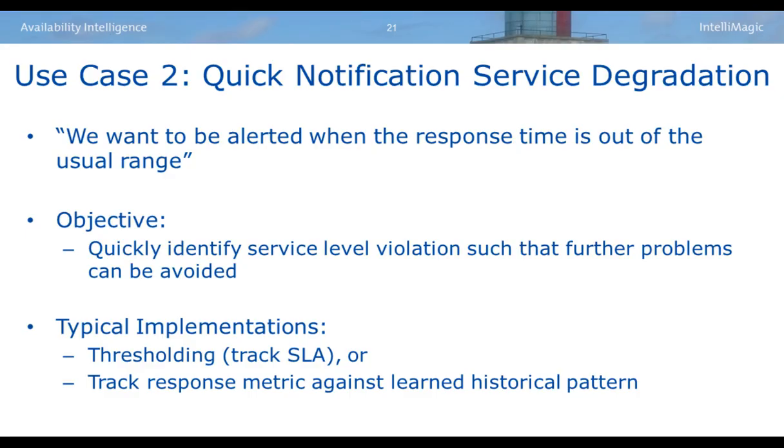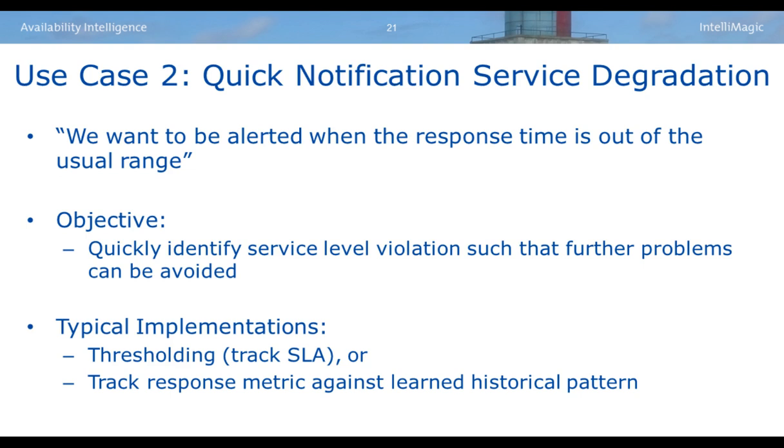The second use case, which is probably the one that's most advertised in the context of the real-time tooling, the Splunks and the like, is wanting to be alerted when the response time is out of the usual range. So that's a reactive thing, and the objective would be to get the alert from the software before the phone rings, so you can hopefully do something about it before your application goes down completely.